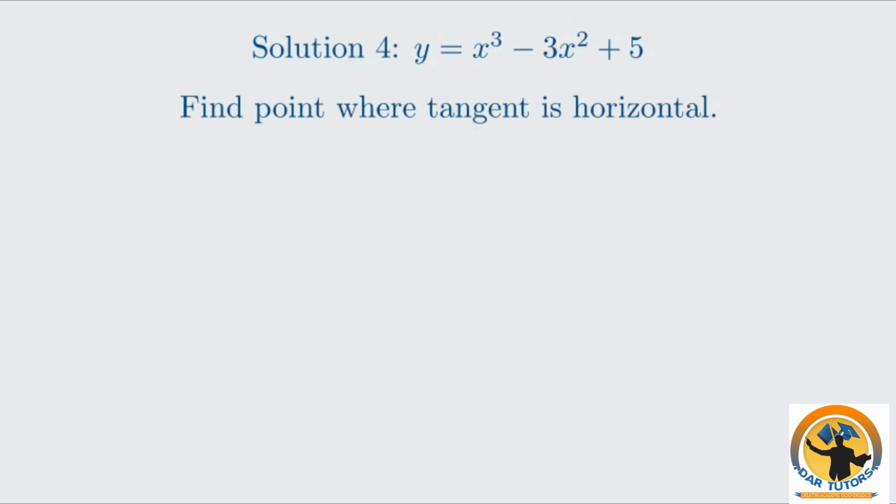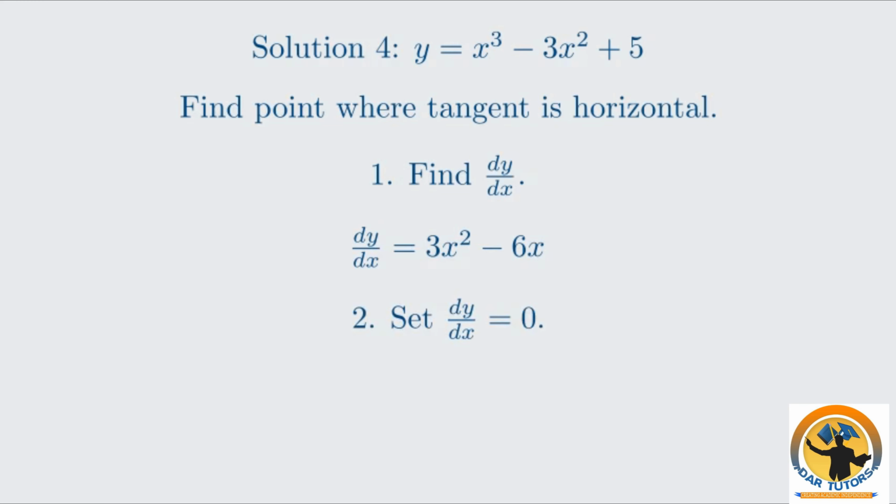Here is the solution for question 4. A horizontal tangent has a gradient of 0, so our strategy is to find the derivative, set it to 0, and solve for x. First, we find the derivative, dy/dx. The derivative of x cubed is 3x squared. The derivative of negative 3x squared is negative 6x. The derivative of 5 is 0. So dy/dx equals 3x squared minus 6x.